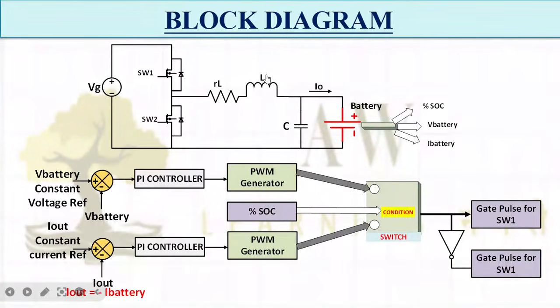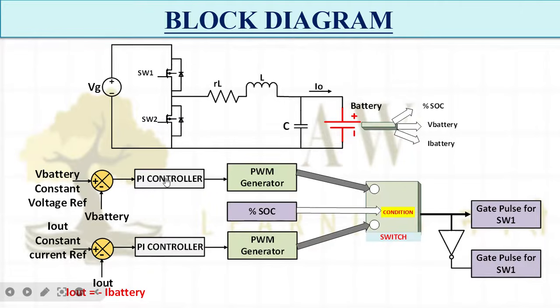So now what is the block diagram? Again we are using the same buck converter for battery charging. Our battery is here, and I have added one parasitic resistance of the inductor. Two switches are there. How we give the gate pulses to the two switches will decide what my output is.